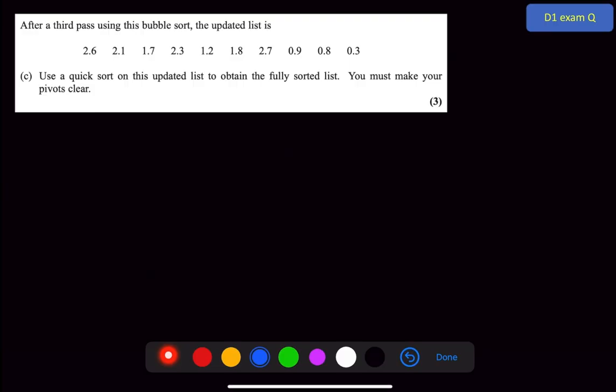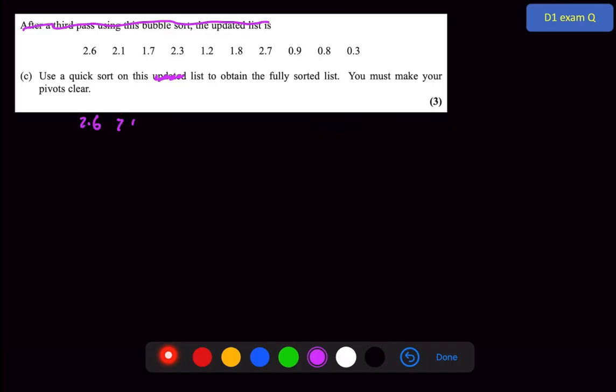Keeping in mind those key points, you must do middle right whenever there are two numbers in the middle. Second, you must make your pivots clear. And third, make sure you keep the order as you write them down on each side of the pivot. All of this is referring to a previous part of the question. Use a quick sort on this list to obtain the fully sorted list. You must make your pivots clear.